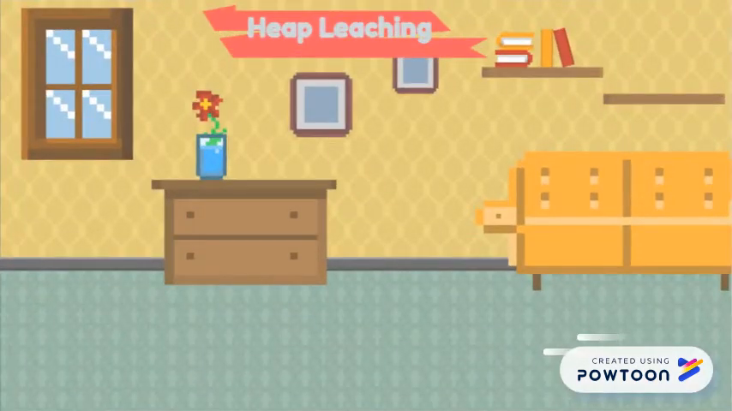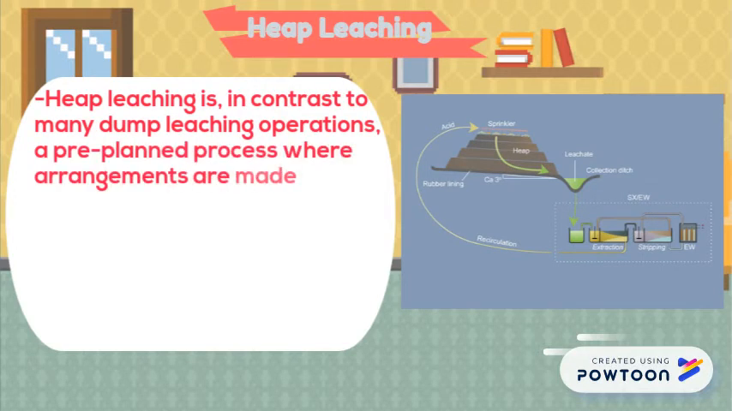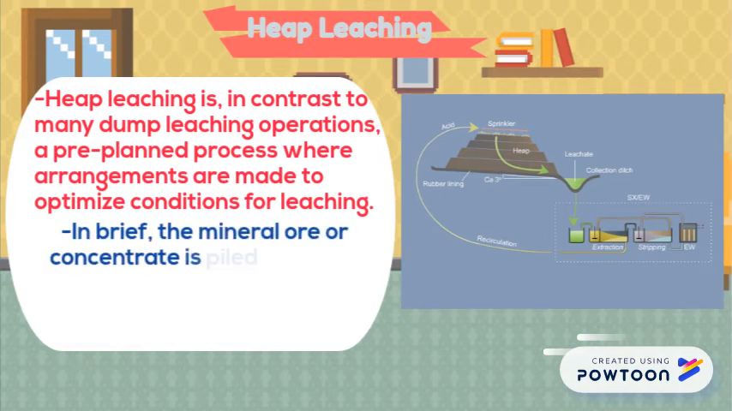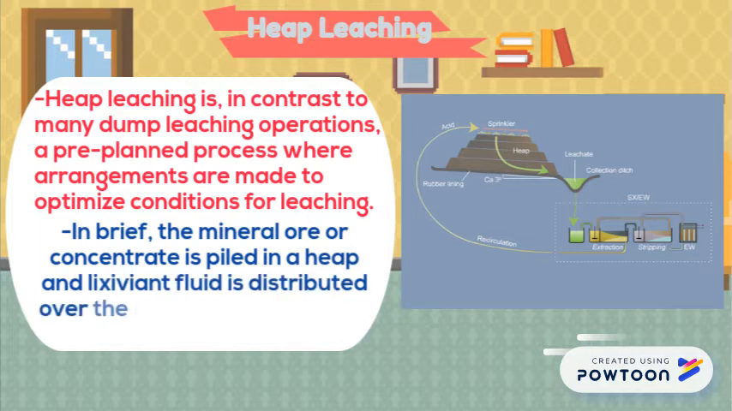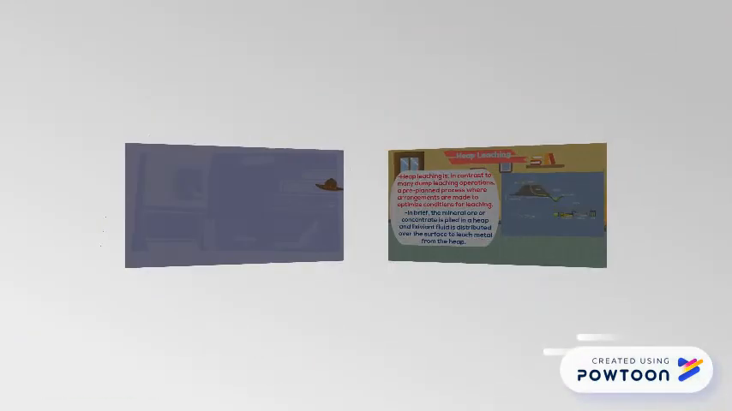Heap leaching. Heap leaching is in contrast to many dump leaching operations. It is a pre-planned process where arrangements are made to optimize conditions for leaching. In brief, the mineral ore or concentrate is piled in a heap and lixiviant fluid is distributed over the surface to leach metal from the heap.